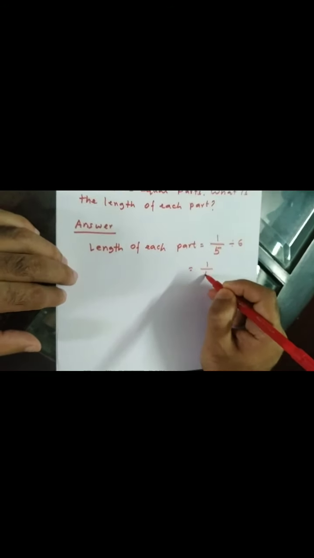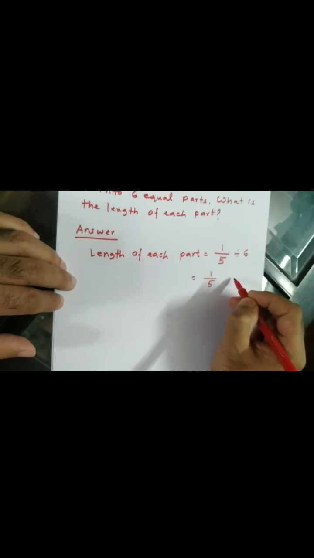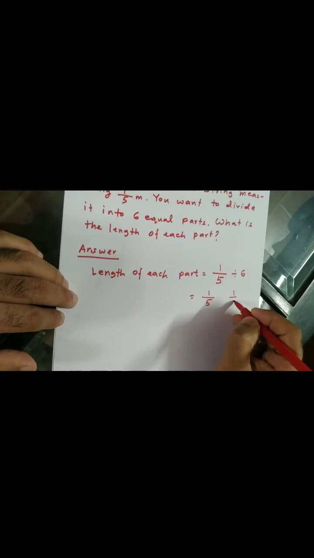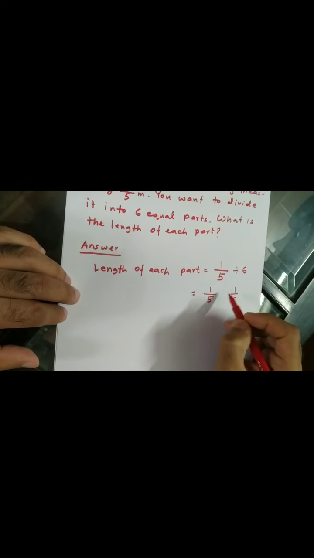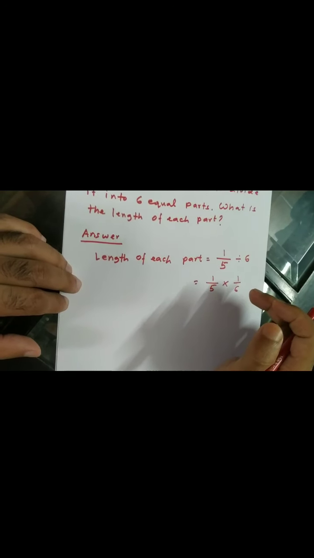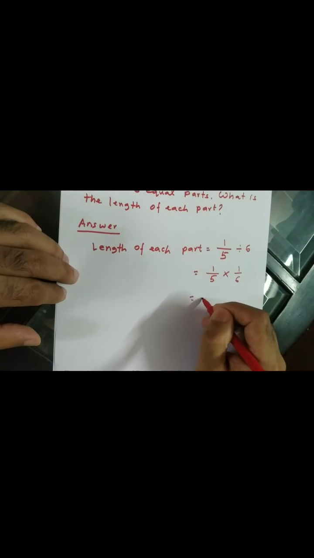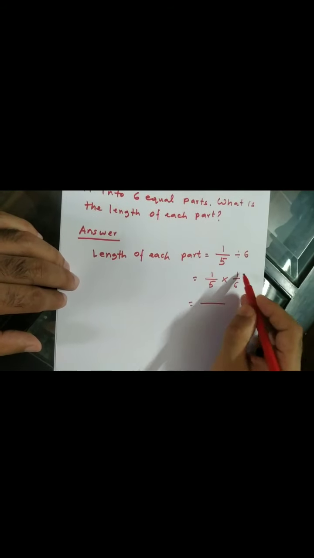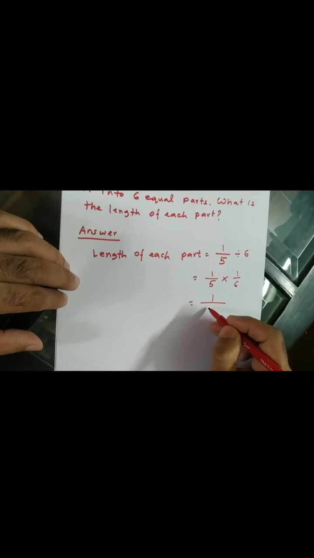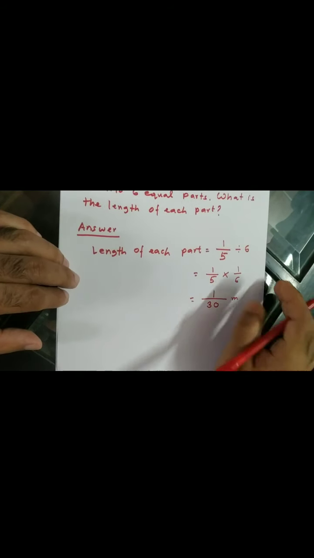In the next step, what you have to do? You have to take reciprocal of 6. So what is the reciprocal of 6? Reciprocal of 6 is 1/6. And after taking the reciprocal, what you have to do? You have to multiply these two fractions together. So you know the rule of multiplication, multiplying the numerators together, which gives us 1, multiplying the denominators together, which gives us 5 into 6, 30. 1/30.